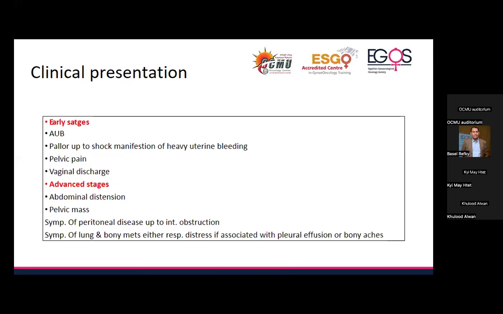Clinical presentation of the patient may come at early stages with abnormal uterine bleeding, which may be associated with anemia, so the patient may have pallor, associated with pelvic pain or vaginal discharge. But in late stages, there is abdominal distension, which may be associated with a pelvic mass, or symptoms of peritoneal disease, up to intestinal obstruction, or up to the metastatic stage, such as lung metastasis.